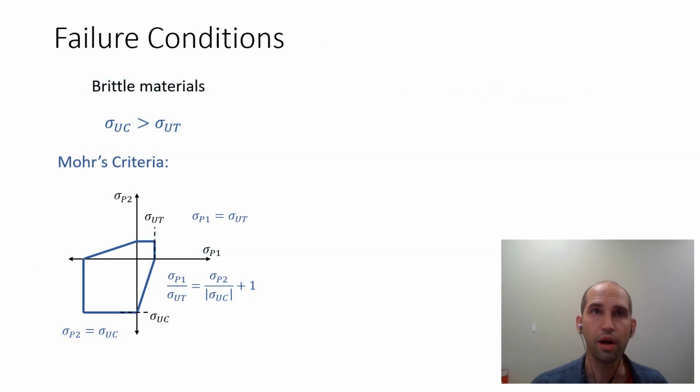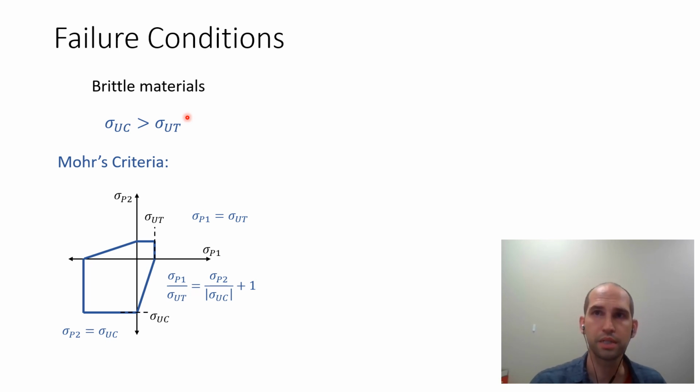I'm not going to explain all of the concepts behind failure theories because there's already a great video about that, which is linked here. So I'll just give a quick summary. There are different failure mechanisms for materials that are brittle and ductile. Brittle materials include things like ceramics, glass, some types of polymers, and of course concrete. Brittle materials most commonly have much larger failure stress under uniaxial compression than under uniaxial tension, and we label these as sigma UC and sigma UT. In this case, we'll use Mohr's failure criteria for failure.